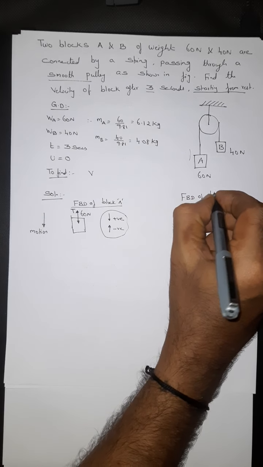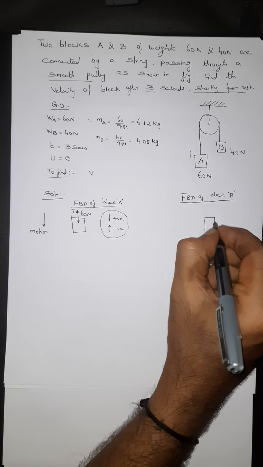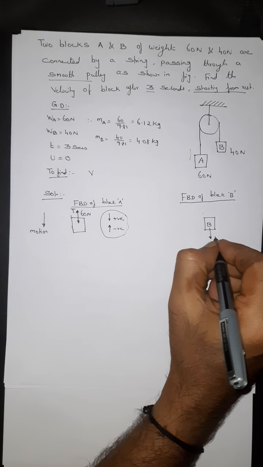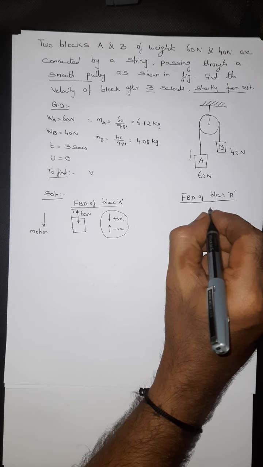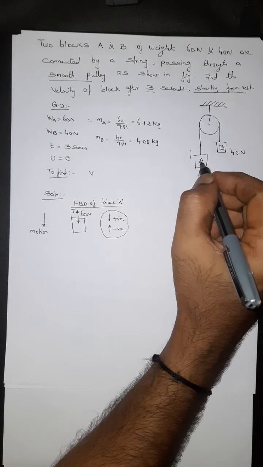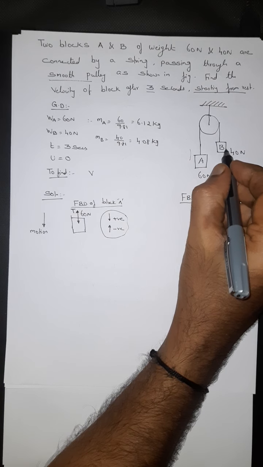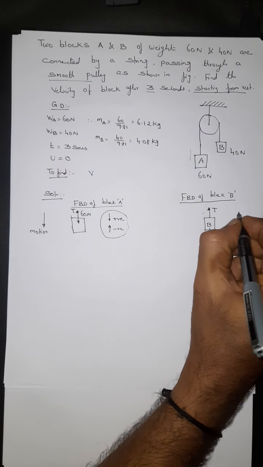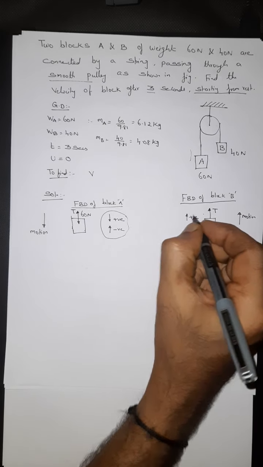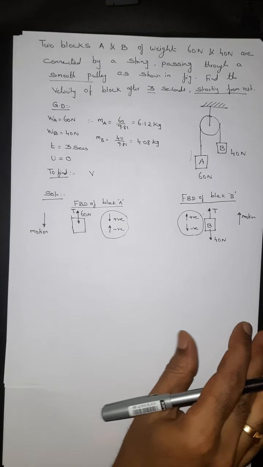Free body of block B. Weight acts vertically downwards. Tension would be away from the object. When the block A moves downwards, naturally the block B moves upwards. So the motion of block B would be in the upward direction. So this would be positive and downwards would be negative. Fine.